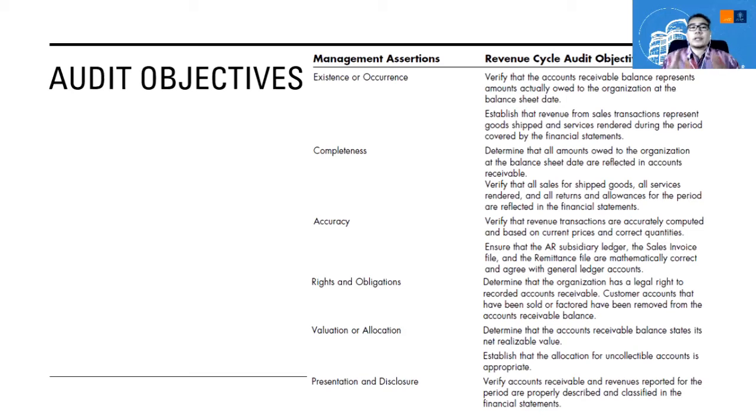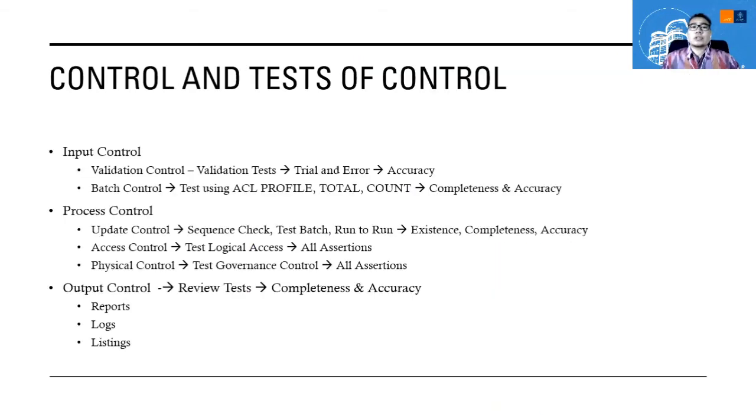Now, after we define the audit objectives, next we're going to try to understand the internal control that is employed inside the information systems on the revenue cycle. This is where we will conduct several understandings of the control, and in trying to understand the internal control, we need to conduct some tests of controls. As we have discussed previously, at least we can try to understand and test input control, process control, and output control.